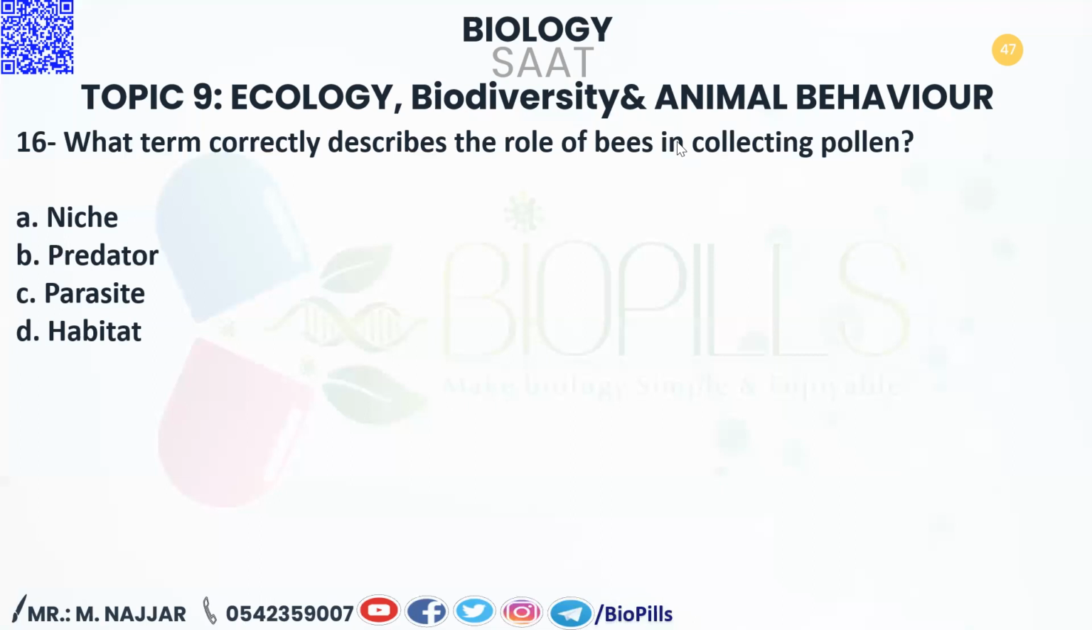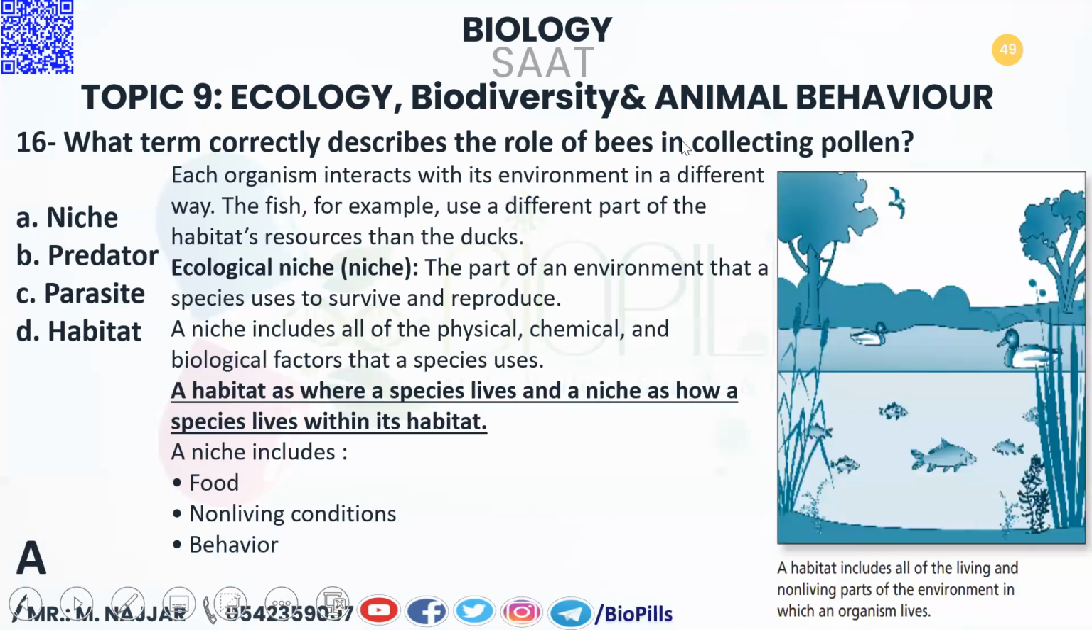Let's explain it a little bit. We have habitat. Habitat is where the living organism lives. As you know, each organism interacts with its environment in a different way. The fish, for example, use different parts of the habitat resources than the duck. But now we can talk about the niche, or ecological niche, the role that a species uses to survive and reproduce. This is the exact definition of the ecological niche.